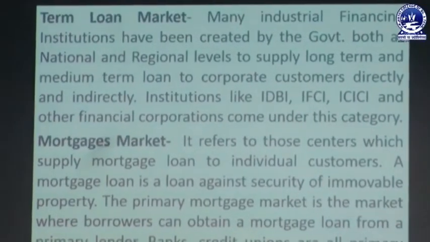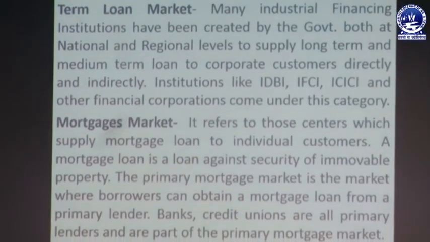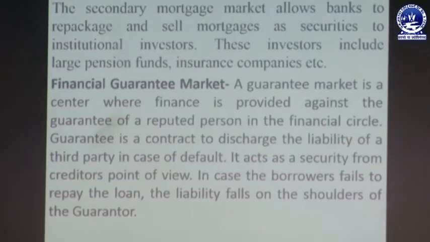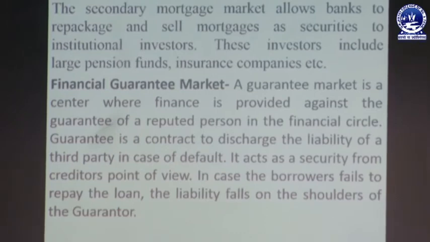The primary mortgage market is the market where borrowers can obtain a mortgage loan from a primary lender. So generally individuals, when they want a loan, deposit their immovable property as security and take the loan from the bank or any financial institution. So generally banks and credit unions are all primary lenders and are part of the primary mortgage market. The mortgage market has two parts: the primary market, where banks and lenders provide loans, and another one is the secondary mortgage market.